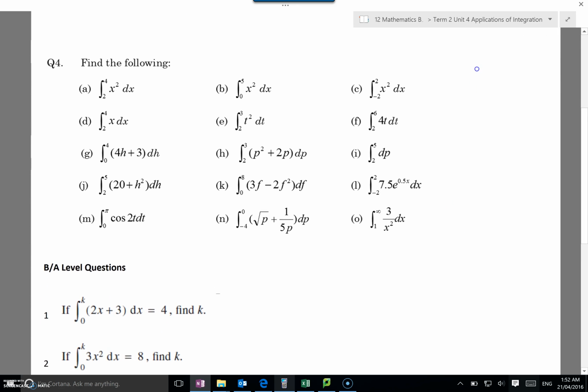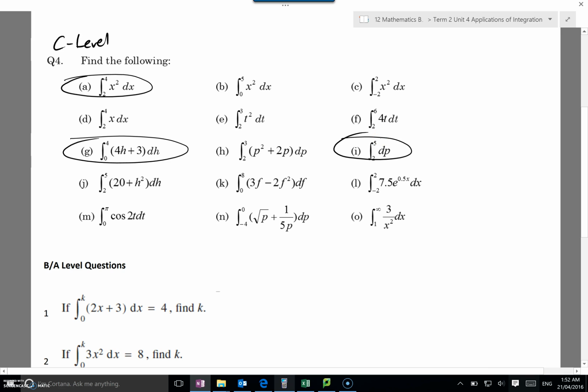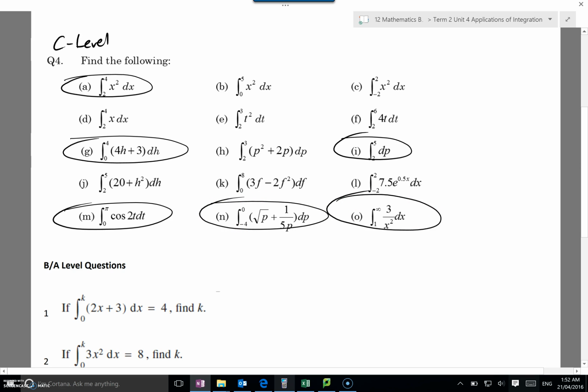So you should be able to have a go at all of these integrals. All of these are basically C-level questions. I think I recommended that you have a go at this one, this one, this one, this one, and this one, and this one. Just a few hints on 1 or 2 of these. In I, this is actually integral between 2 and 5 of 1 dp. And for O, just do everything exactly the same, even though there's an infinite sign, and just try substitute in the infinity.